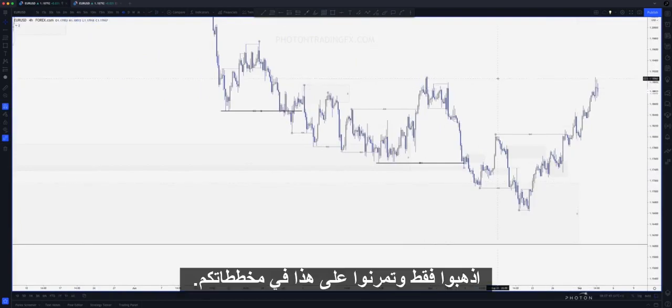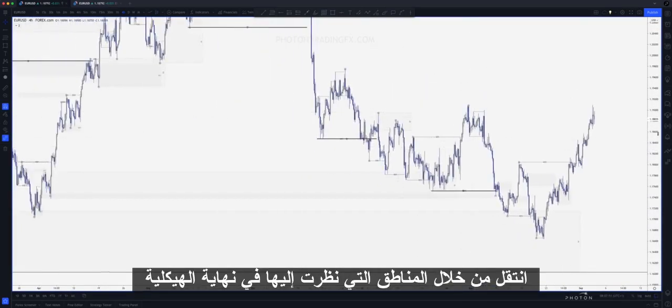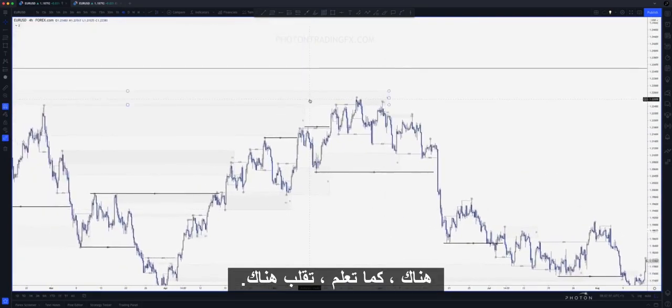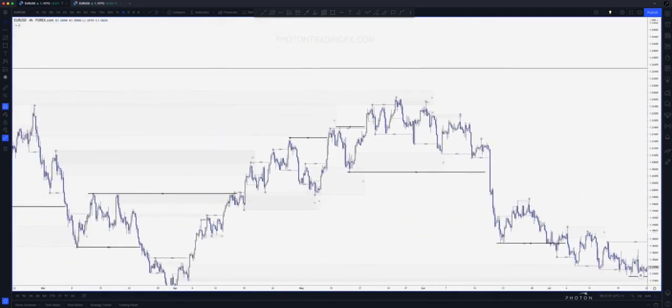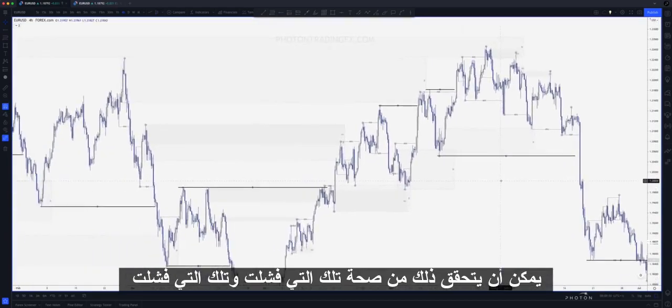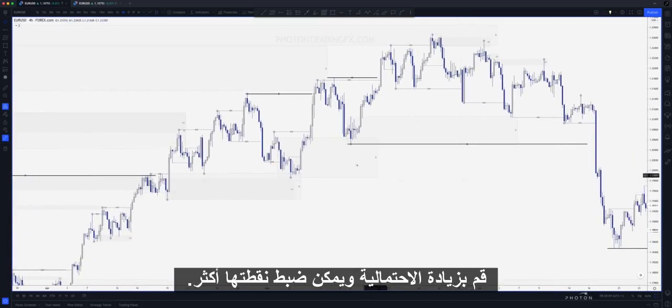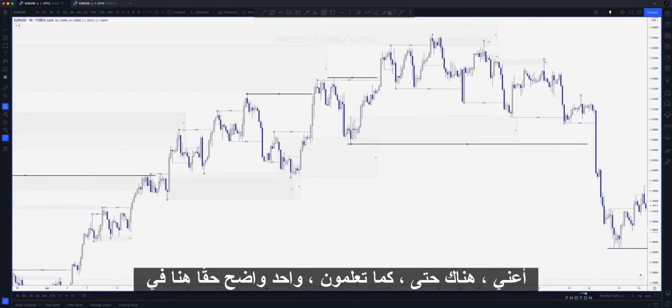Just go and practice this on your charts. Go through all the zones that you looked at, the structural zones that you've drawn on, and see: were there flips within there that can potentially validate the ones that failed? And for the ones that worked, did it increase the probability, and can you spot them even more? I mean, there's even a really clear one here on the 4-hour chart.